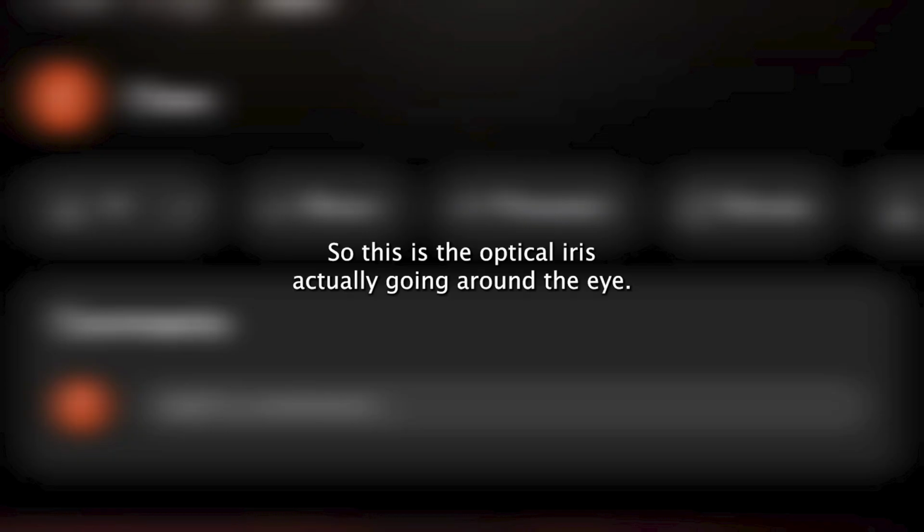Orbicularis oculi. Oculi means the eye. So this is the orbicularis oculi going around the eye. It's a circular muscle. And when it contracts, it closes your eye.